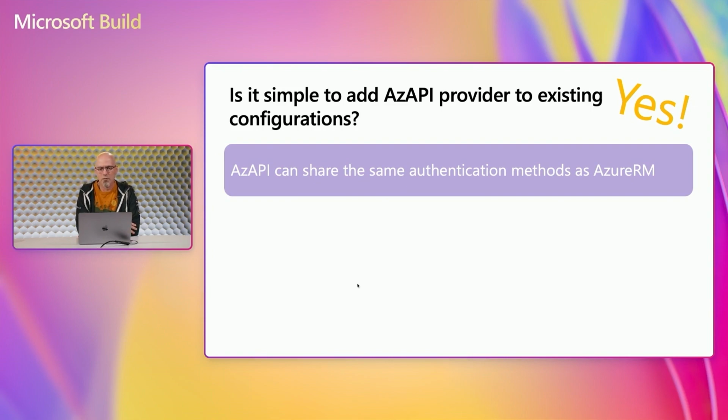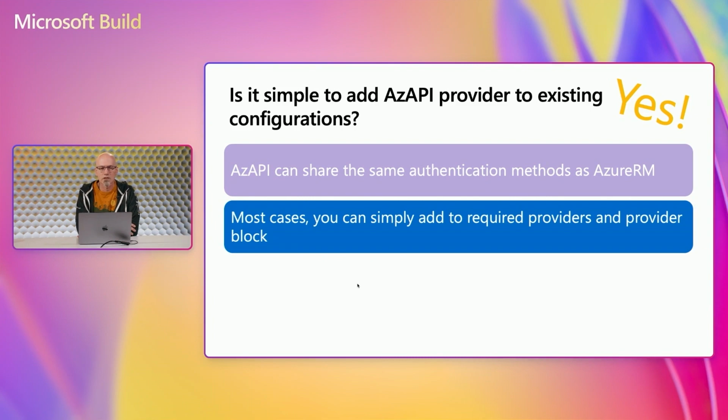The AzAPI Provider is actually very easy to use if you're already using the AzureRM Provider. It shares the same authentication methods as the AzureRM Provider. So if you're using service principals in the AzureRM Provider, the same thing will apply to the AzAPI Provider. If you're using MSI or any other authentication method, it will almost invisibly be applied to the AzAPI Provider as well. So it makes it super easy to onboard and use.